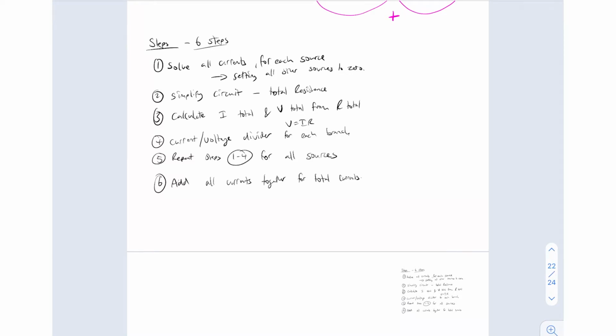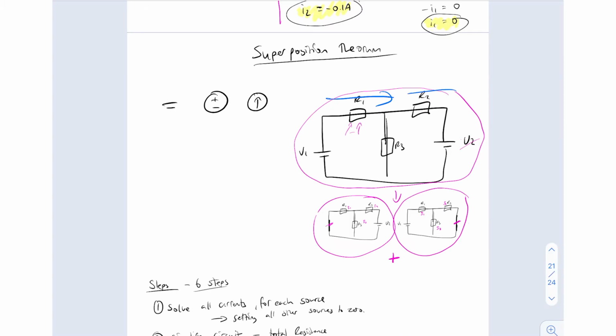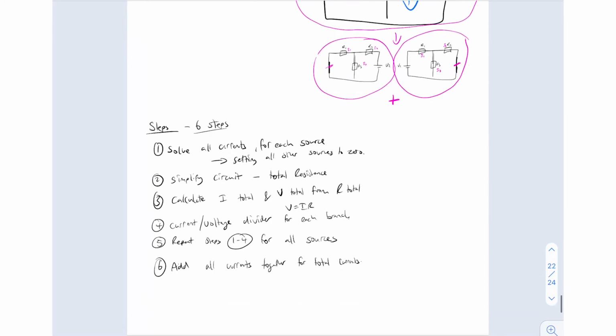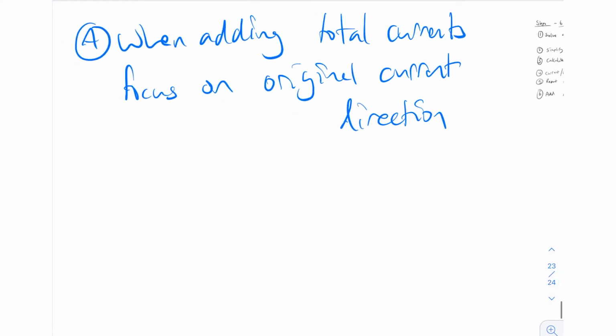Okay, so there's probably 3 things that we need to keep in mind really. I'll cover this again when we do the example, but I just want to mention it separately because it is very, very important to remember. When adding total currents, when you're doing the last step, focus on original current direction. What I mean by that is that in the beginning we're going to label currents. So we're going to say this one's this way, that one that way. So we need to focus on the original current direction that we put.